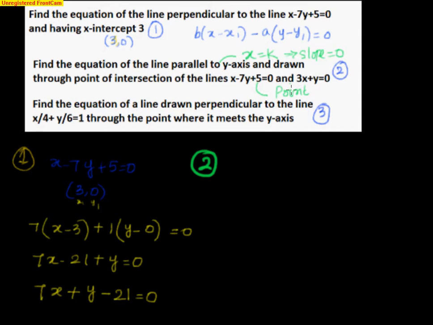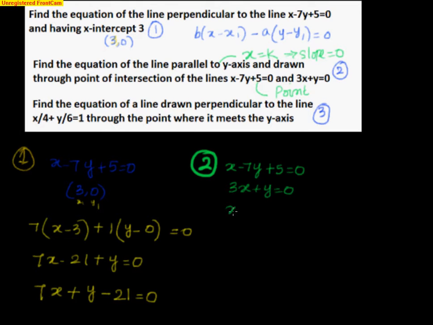First I have to find out the point of intersection of this, so let me just do that. The straight lines are x minus 7y plus 5 equal to 0. See, whenever you say point of intersection of the lines means that point will satisfy both the lines. That's why it's an intersection, and you know that for two straight lines there will be only one point of intersection, so it will be unique. What is our other condition? 3x plus y equal to 0.